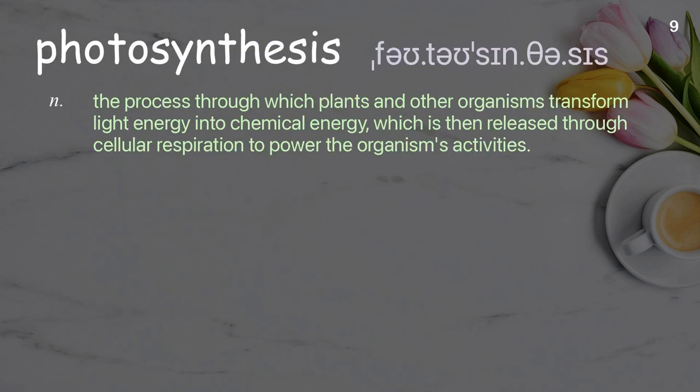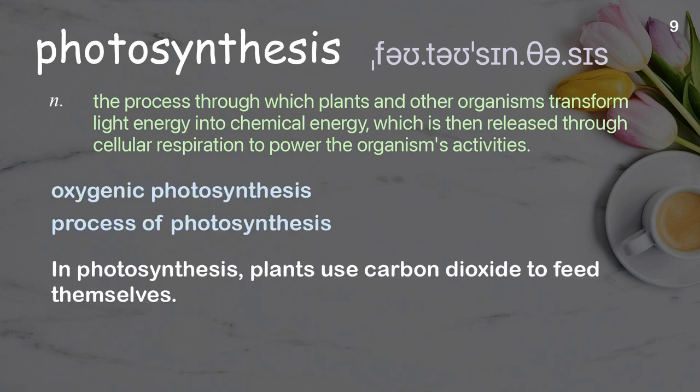Photosynthesis. The process through which plants and other organisms transform light energy into chemical energy, which is then released through cellular respiration to power the organism's activities. Examples. Oxygenic photosynthesis. Process of photosynthesis. In photosynthesis, plants use carbon dioxide to feed themselves.